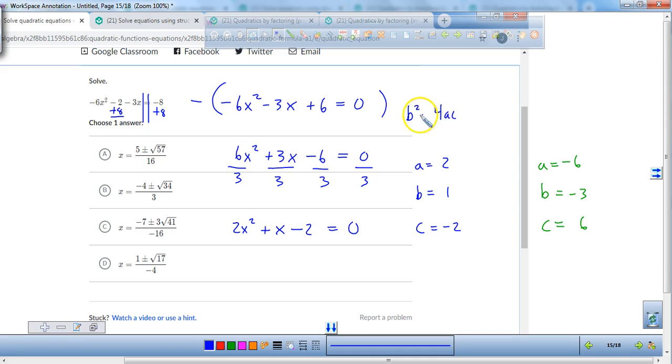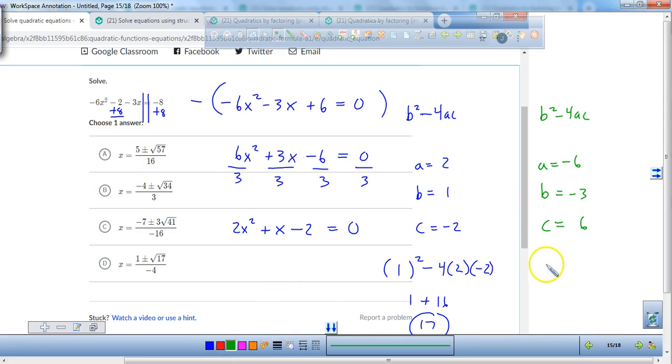which is b squared minus 4ac. And over here, I'll find the discriminant as well, which is b squared minus 4ac. So right here, I'm going to go parentheses squared minus 4 open parentheses. My b value is 1, my a value is 2, and my c value is negative 2. So I get 1 plus 16, and I get 17, so I know my discriminant is 17.